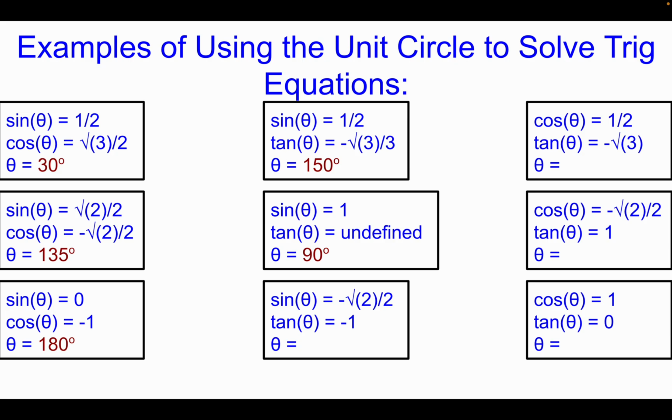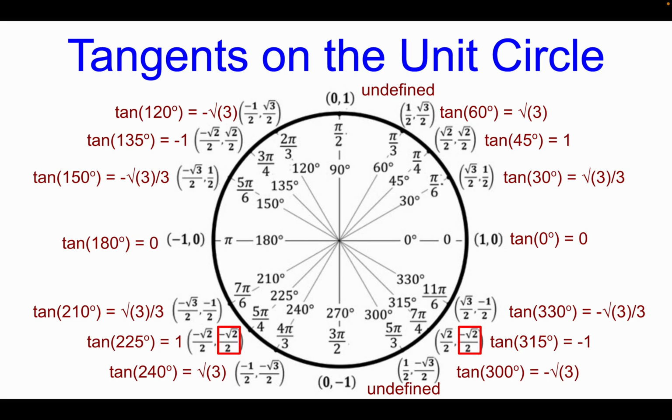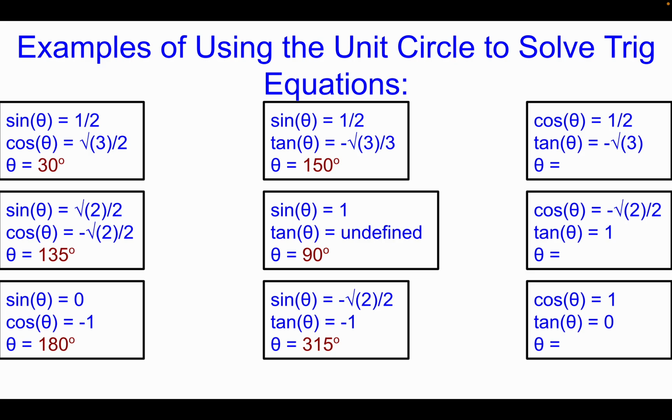Next we'll do sine of theta equals negative square root of 2 over 2, and tangent of theta equals negative 1. So negative square root of 2 over 2 is our y value. And negative 1 is our tangent value. And so we can tell that we want this degree measure at 315 or 7 pi over 4 degrees. So we'll say 315 degrees or 7 pi over 4 radians.